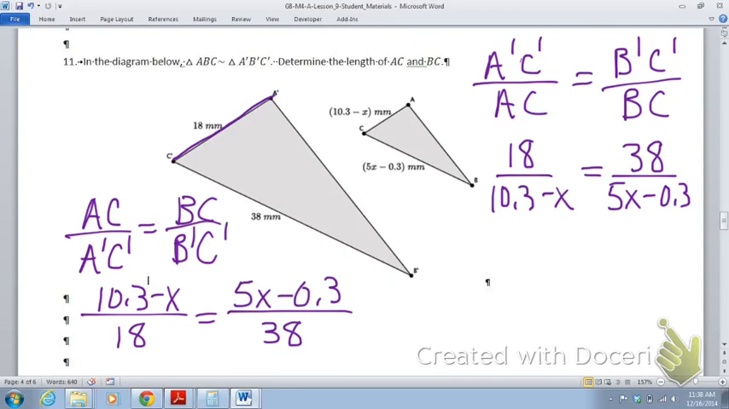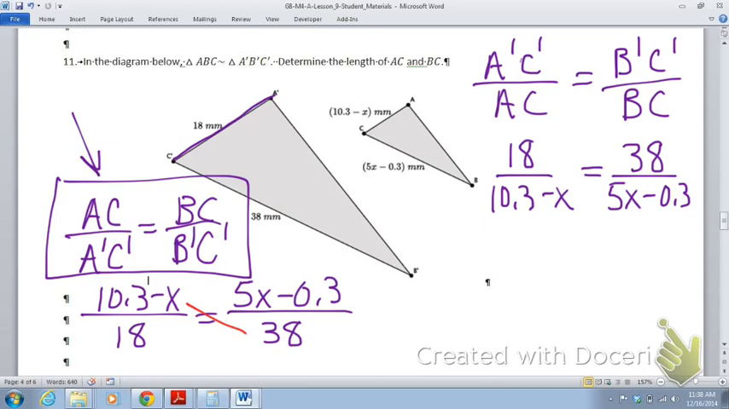But we're going to solve this. This is a proportion, right? I've got two ratios set equal to each other. This is a proportion. So I'm going to realize that the cross products are equal to one another. So I'd have 38 times 10.3 minus x is equal to 18 times 5x minus 0.3.